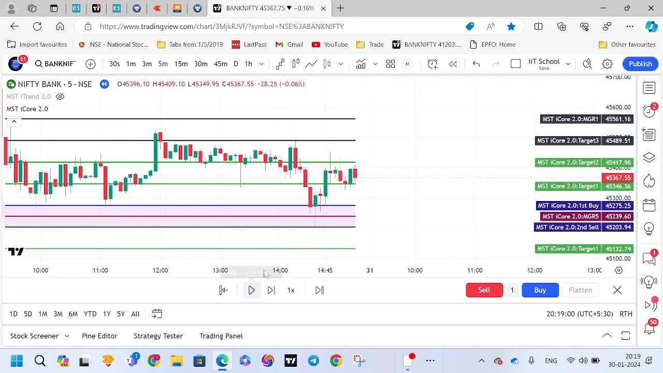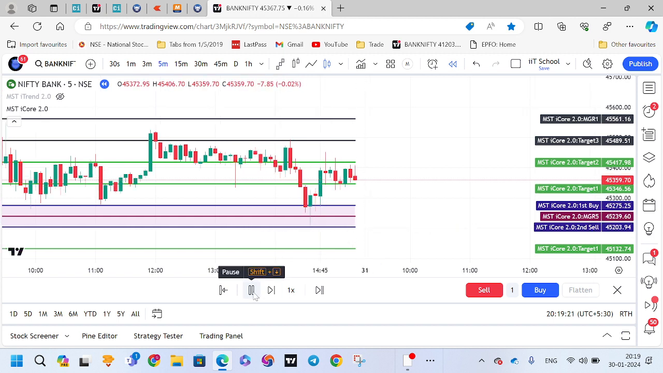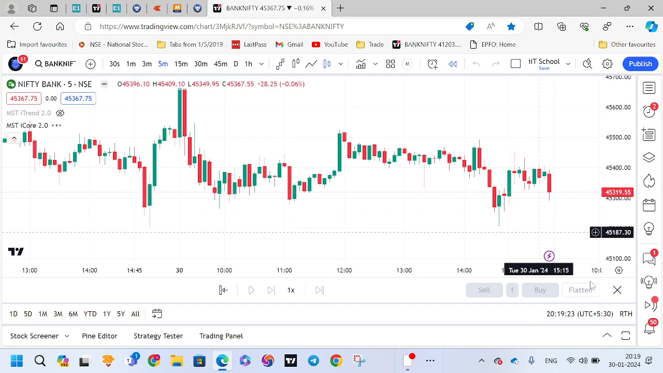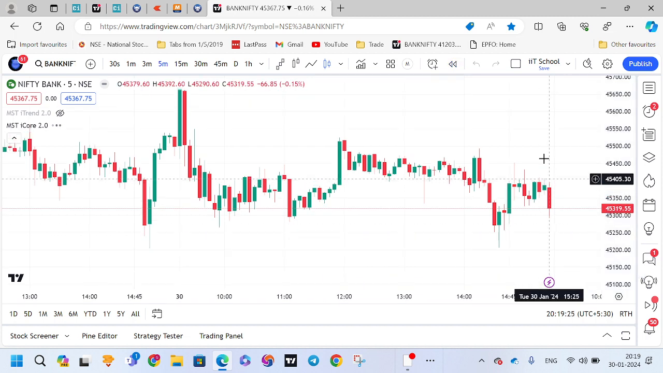And see this low, it has made one low. What is the low? 45,206. Okay, and our stop loss, if we see, is 45,203. So the stop loss is still valid. It has not been hit yet. It has to give a breakthrough on the stop loss point. So now, how many times has it respected our zone? See here, how many times.